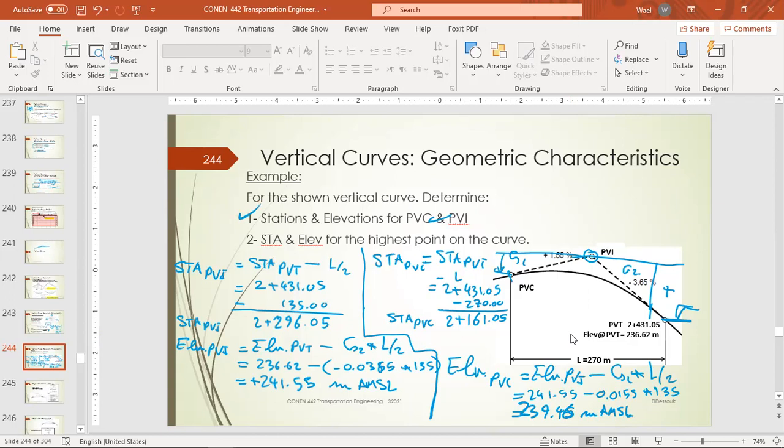Now the second question is the station and elevation for the highest point on the curve. How can we do that? We're going to take a break now, and after the break we're going to solve it.